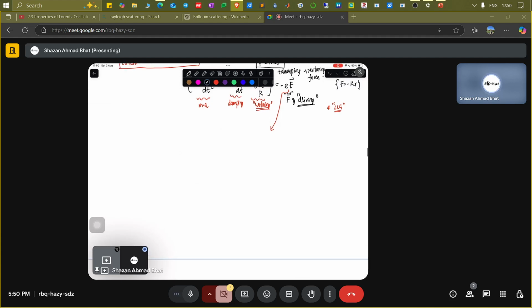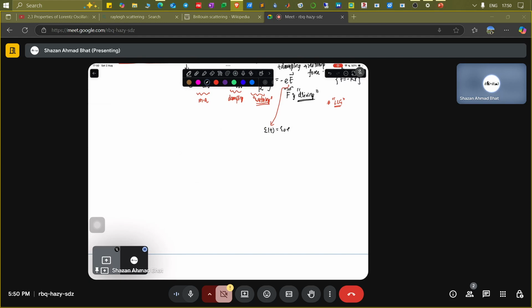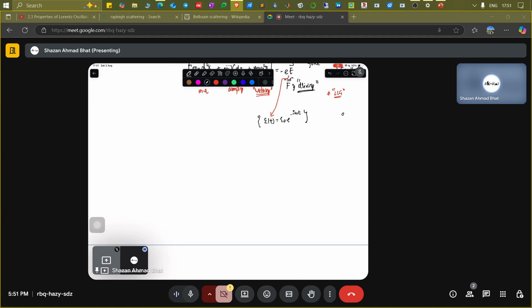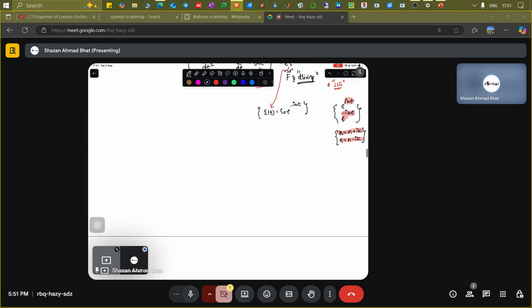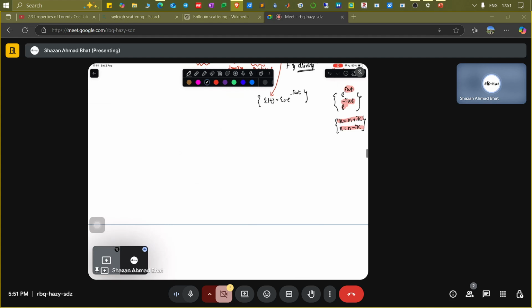If the driving force is sinusoidal, which is E naught e to the power minus i omega t, again we are just assuming a solution here. It can be either e to the power i omega t or e to the power minus i omega t. Finally, what we get is a change in the sign of the refractive index. The refractive index can be either n equals n plus i kappa, or n equals n minus i kappa. It depends upon the convention you took earlier. Depending on whether you took e to the power i omega t or e to the power minus i omega t, you will get one or the other. It doesn't matter. It's just a sign convention change.